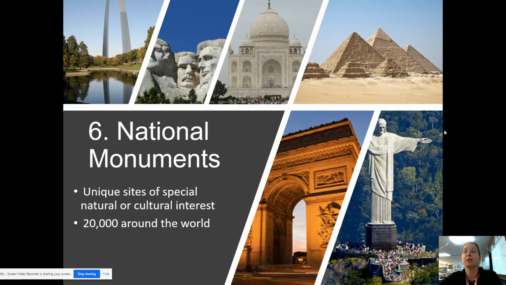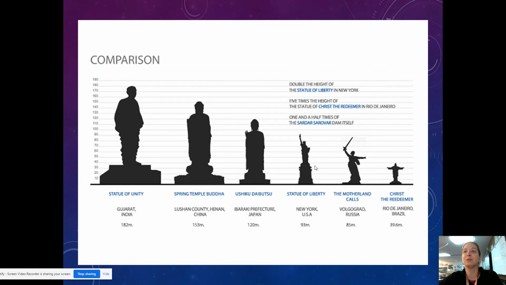Here's like a bucket list right here. What I think is really cool. So here's our Statue of Liberty, Christ the Redeemer in Rio de Janeiro. We know that one. The Motherland Calls is a statue in Russia. Ushiku Daibutsu, I'm assuming, is in Japan. There's a giant Buddha in China, and then the Statue of Unity in India.